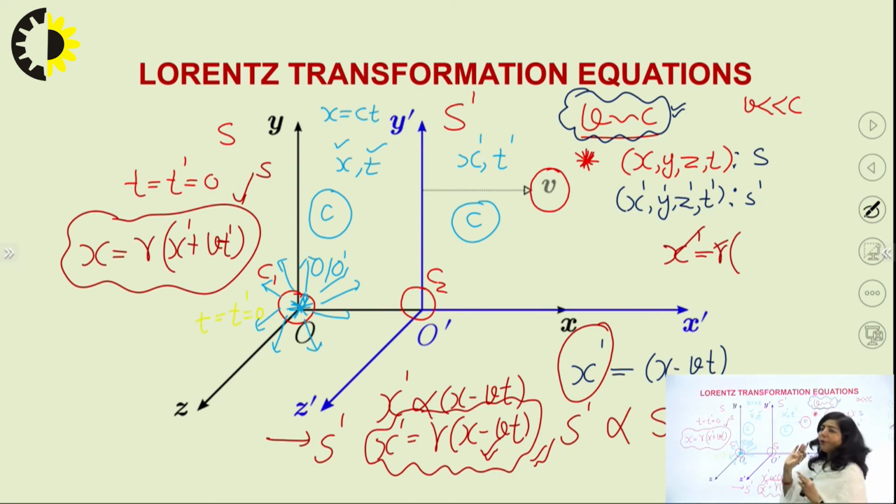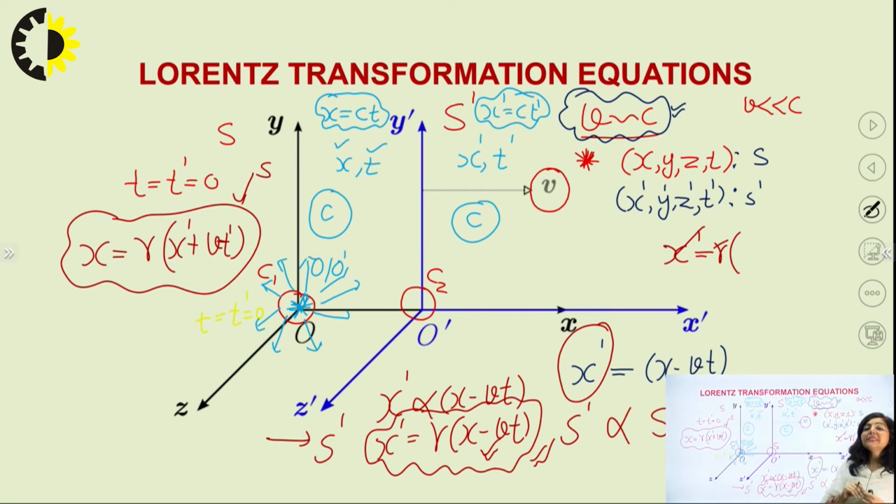That is your first equation in frame S for those light rays which are traveling along the x-axis. In frame S dash, since light is traveling x dash in time t dash with the same speed c, you have x dash as ct dash. So in frame S you have x as ct, and in frame S dash you have x dash as ct dash. So now what we are going to do?